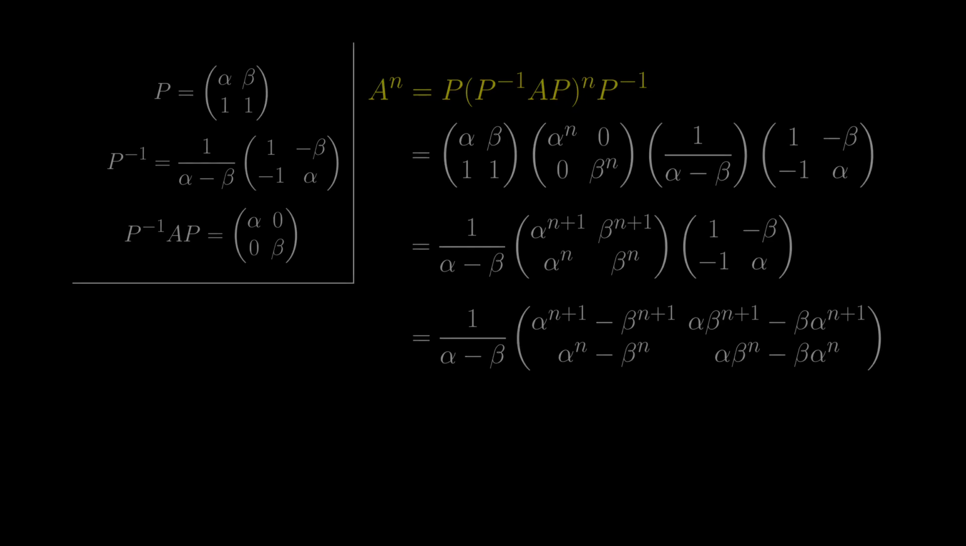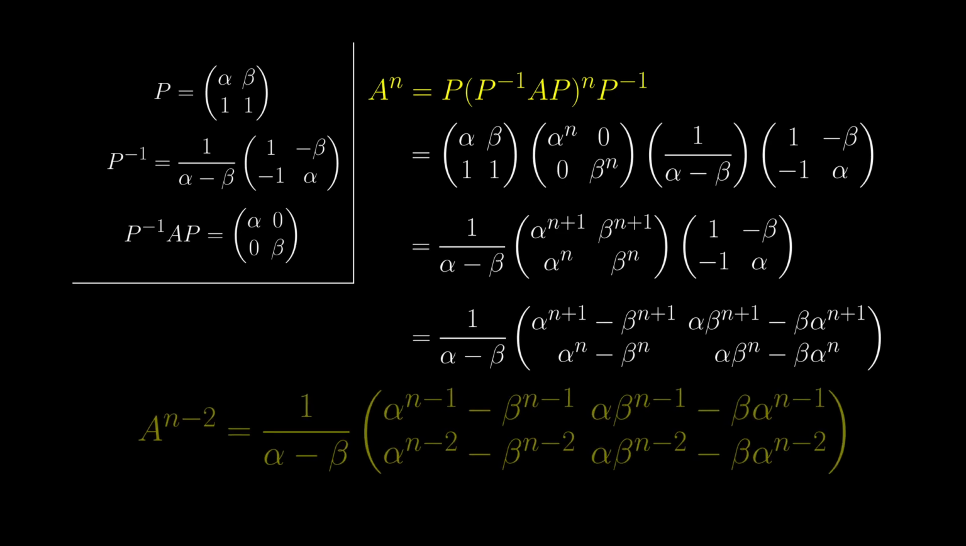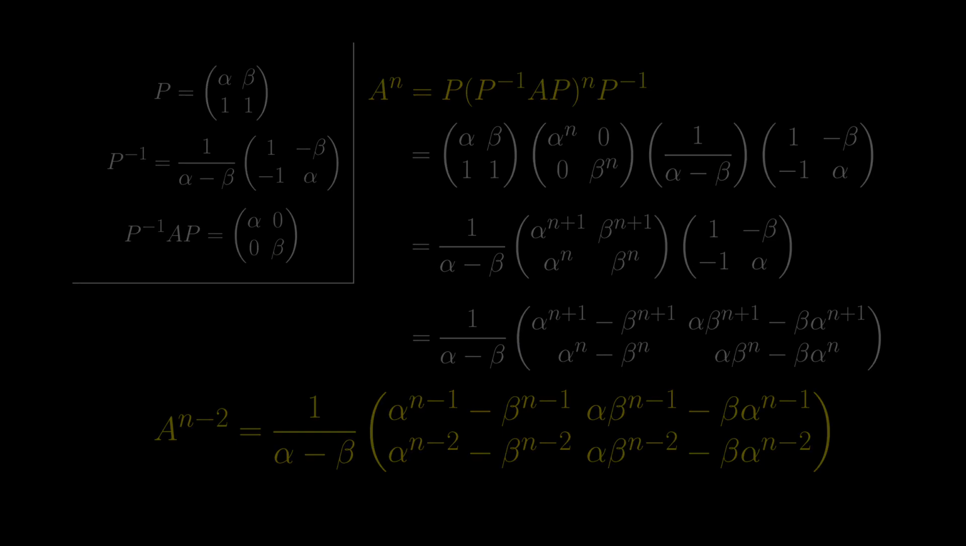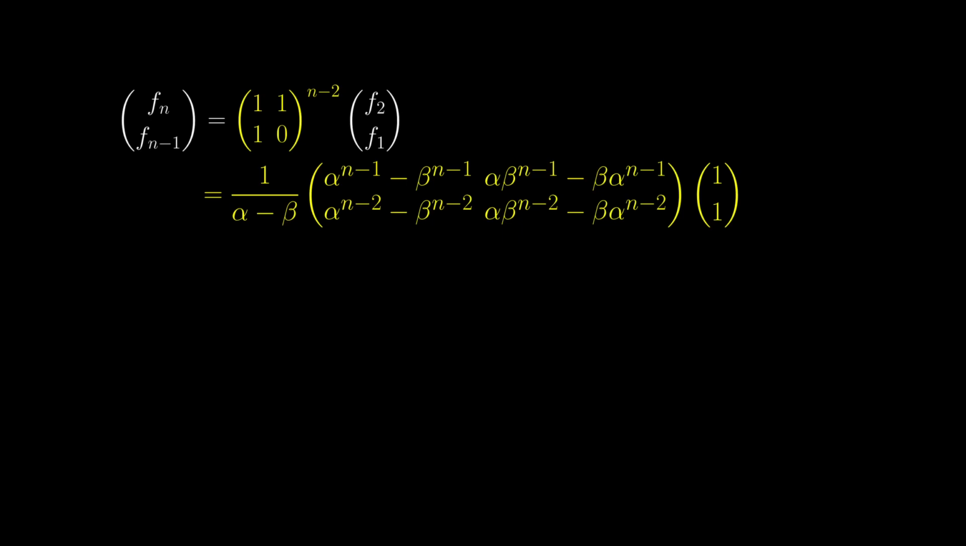Recall why we have to do all these. This is because we can transform the vector with the first two Fibonacci numbers as entries to another vector with consecutive Fibonacci numbers as entries using a power of a matrix. Unfortunately, the power is n minus 2, so what we can do is go back with the formula for power n and replace all the n with n minus 2. Now substitute this power of matrix back to the original relation, and since the first two Fibonacci numbers are both 1, we get this.